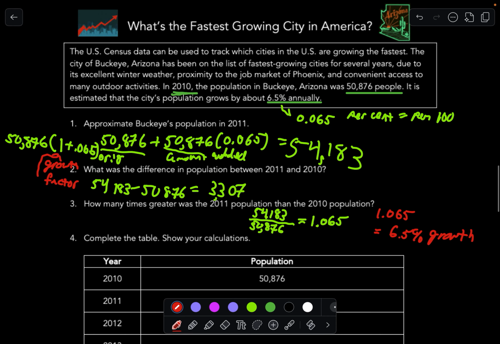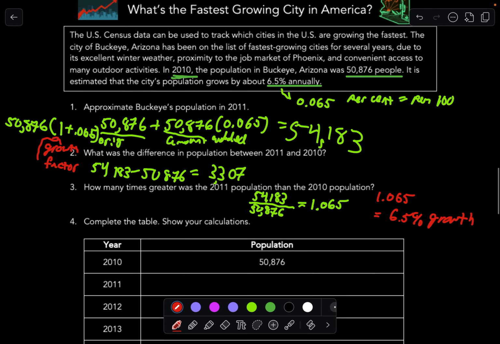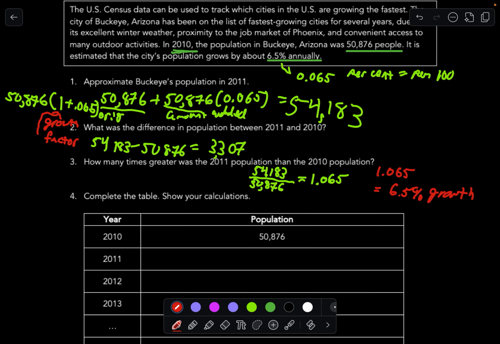Okay, it's 1 plus 0.065 because it's growing. If we were losing 6.5% each year, it would be 1 minus. That's a key concept. All right. So this is our growth factor.